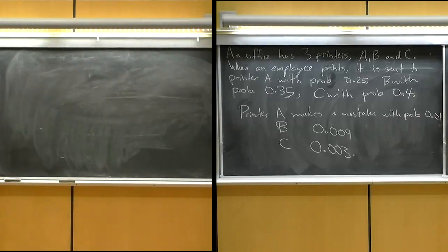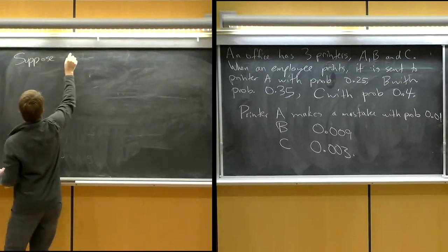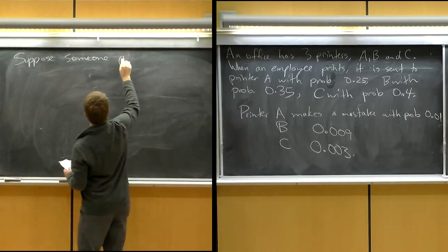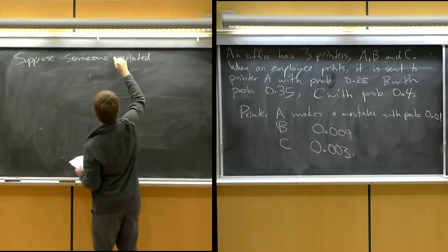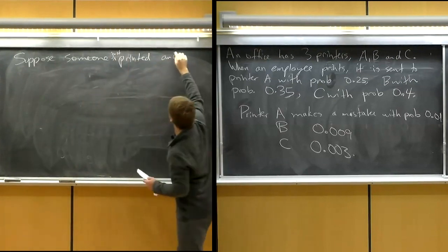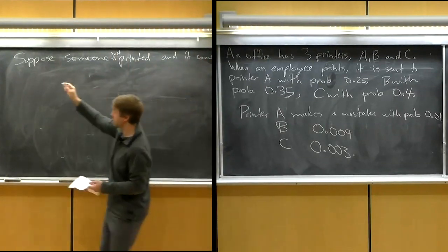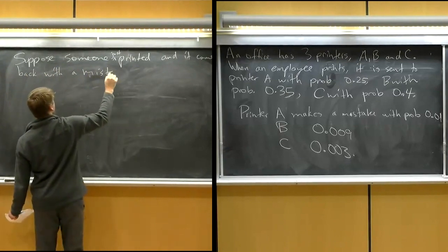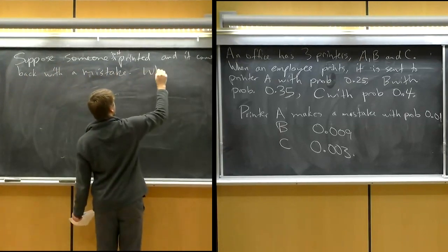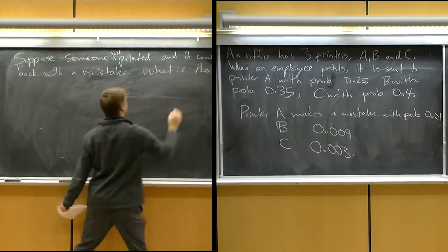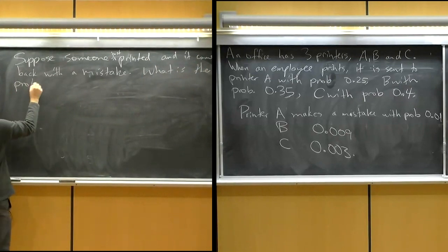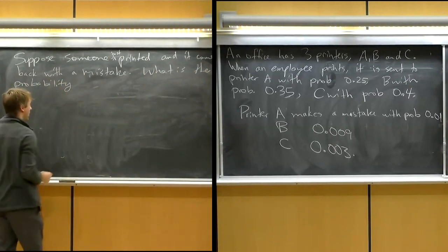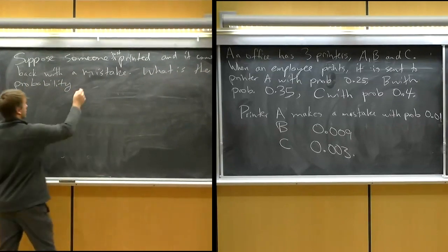Okay, so now suppose somebody just printed something, brought it back to their office, and it had a mistake. So what is the probability that it came out of printer B?